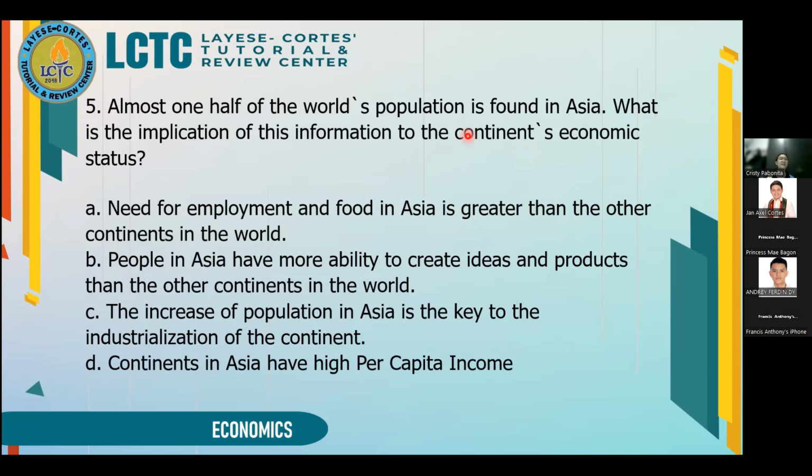What is the question looking for? The fifth question is asking, what's the relation of the population, or what's the implication of Asia's population to the economic status? So only one choice mentions economic status. So it's letter D only. Continents in Asia have high per capita income.